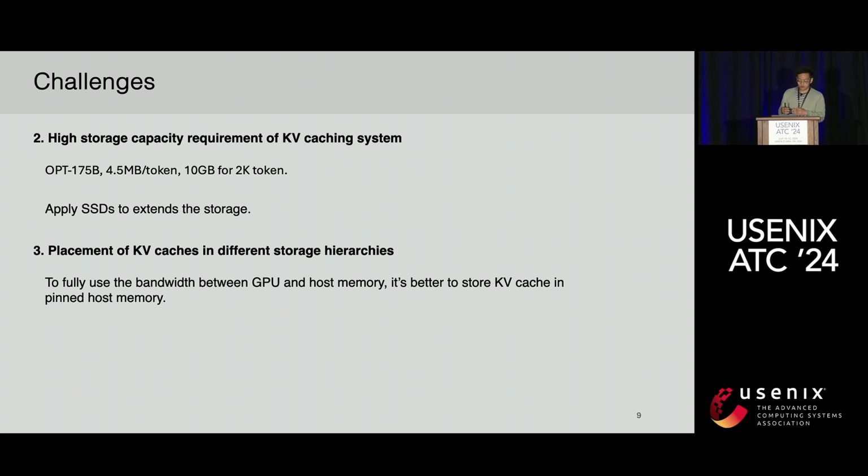But if we use a large cheap storage medium to extend the storage, the placement of KV cache can be a problem, because if we want to fully utilize the bandwidth between the GPU and the host, it's better to place the KV cache in the host memory, in the pinned host memory. So we need to find a strategy to place the KV cache so that when the KV cache is hit, it is better placed in host memory.